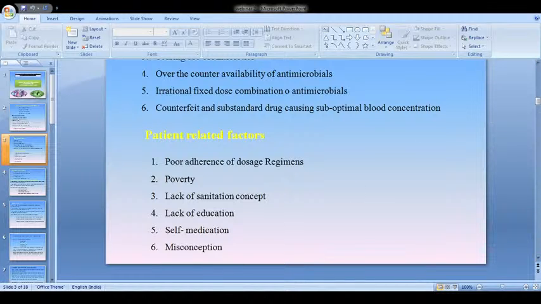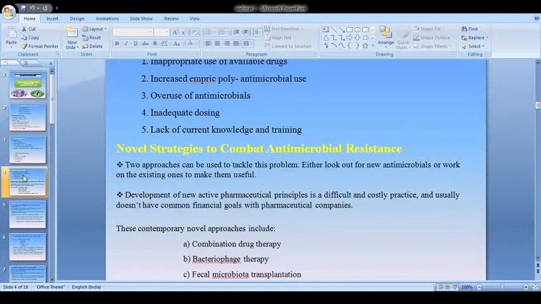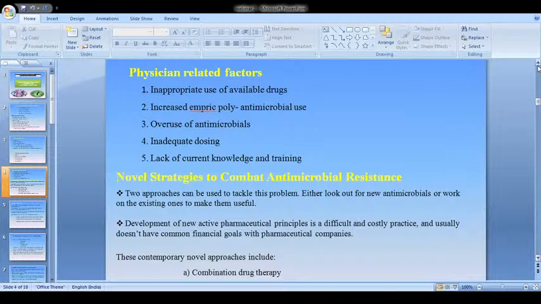And the next one, we are going to see the combination of drug therapy. How does the combination occur in drug therapy? This is about treating the infections. Sorry, there is one more slide I have missed.